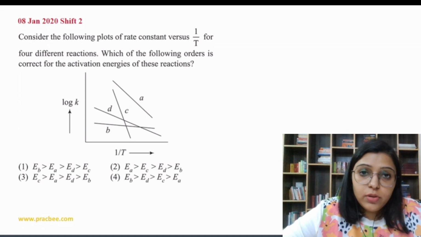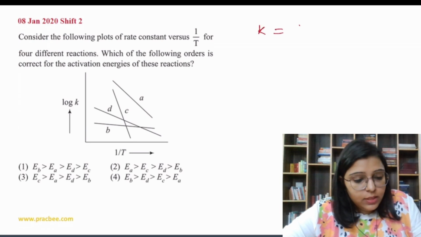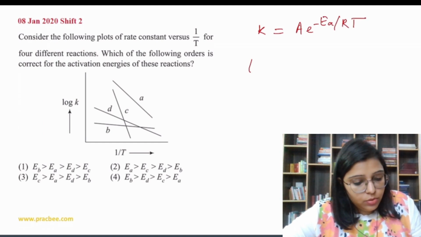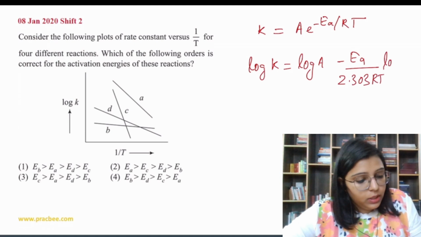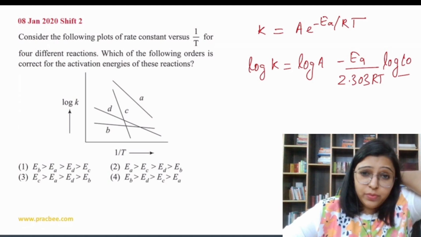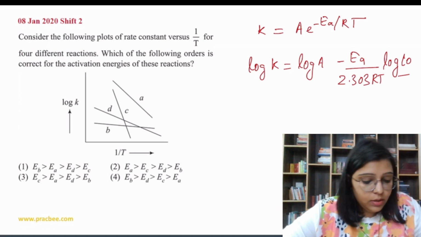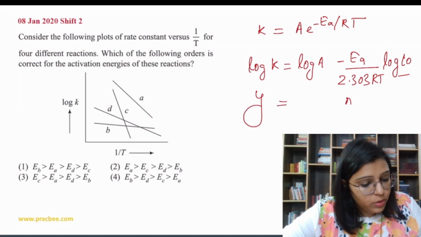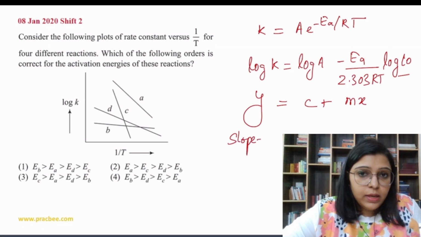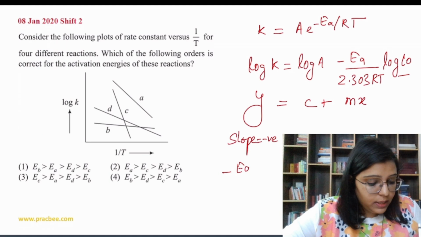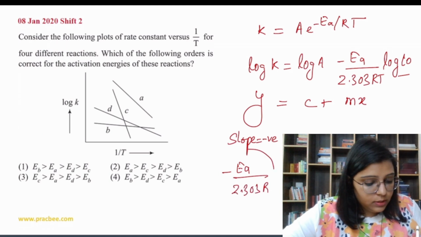Consider the following plots of rate constant versus 1 by T. So K is equal to A e to the power minus EA over RT. So log K is equal to log A minus EA upon 2.303 RT, log base 10 basically. Okay, now what to do over here? Log K, y is equal to mx plus c. So slope is negative, and slope value is minus EA upon 2.303 R.